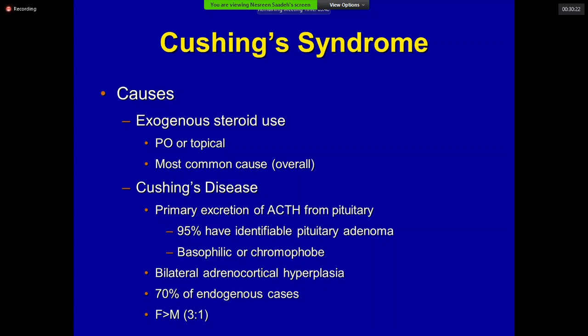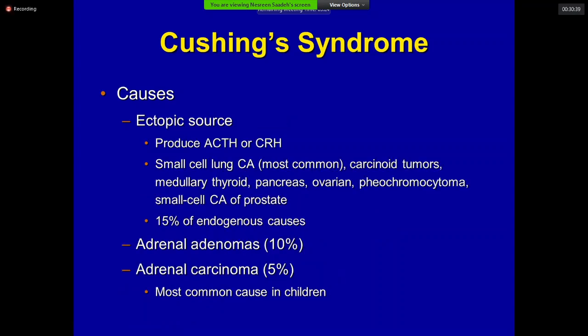When we have persistently high ACTH, it is going to make both adrenals get hyperplastic. And this is the cause of the Cushing disease. It's basically responsible for 70% of the endogenous cases, and we said it's more in females.